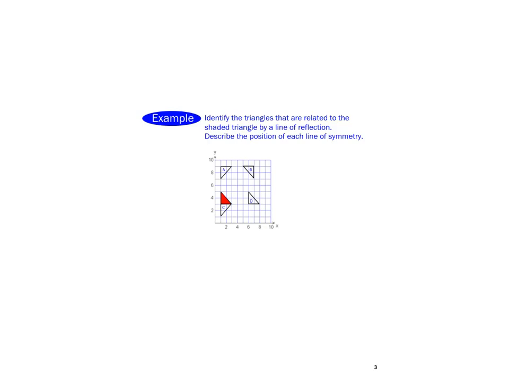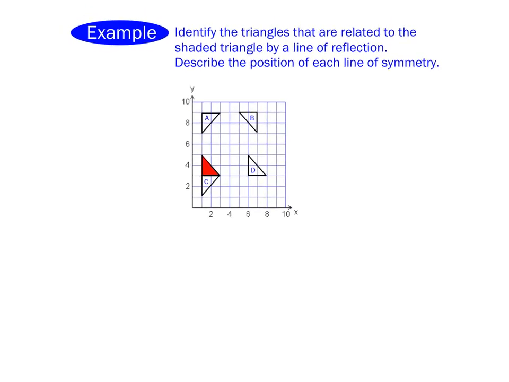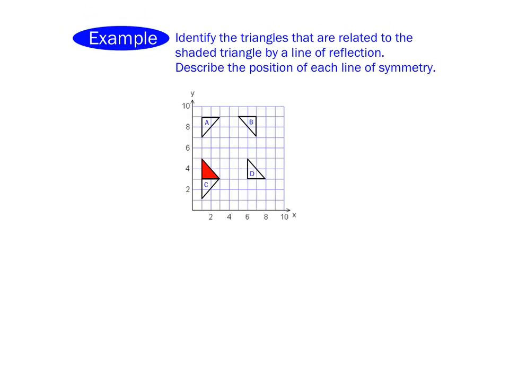So now we're going to take a look at another example. And here we're going to pretend that the red triangle is our base triangle. What we're going to ask ourselves is, can triangles A, B, C, and D be created by using a line of reflection? Can you reflect the red triangle in any line to give us triangles A, B, C, and D? Okay.